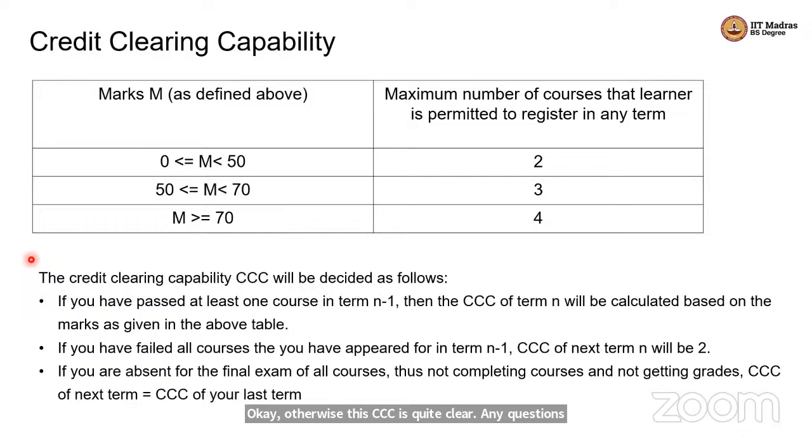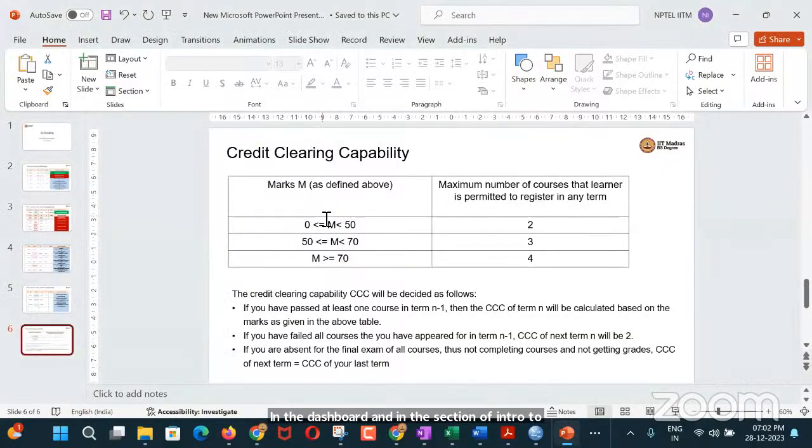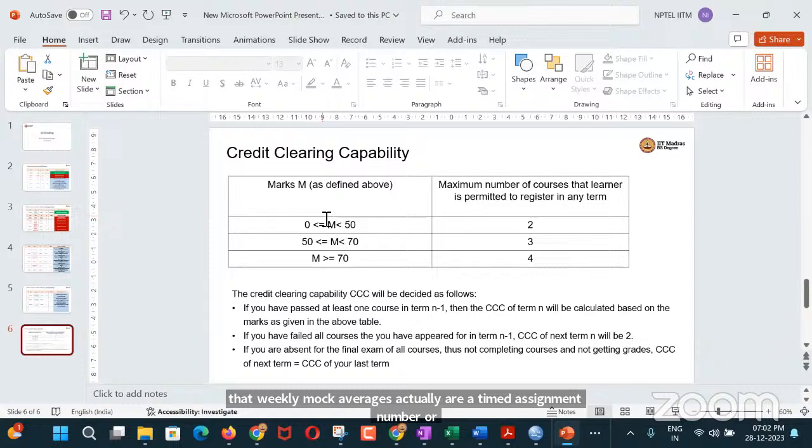Sir, not on this. The one question that I want to ask. In the dashboard and in the section of intro to the C program, there is one score, weekly mock average, showing. So that weekly mock average is actually our timed assignment number, or what? Correct. Weekly mock is the timed assignment. Okay. Thank you, sir.